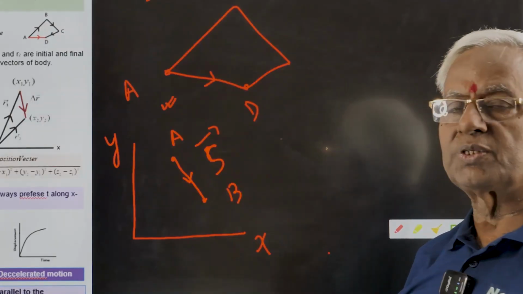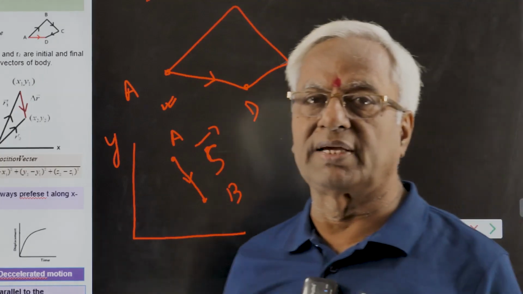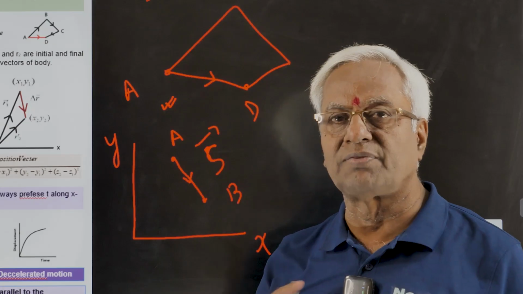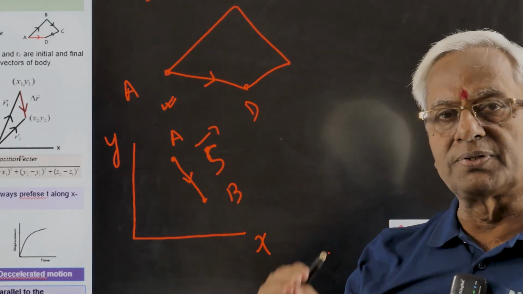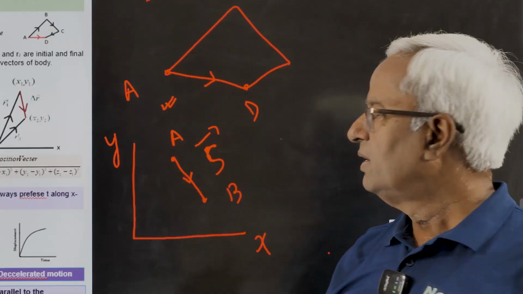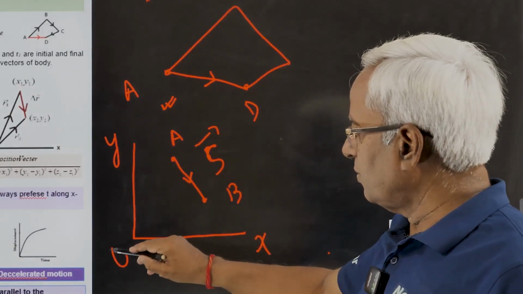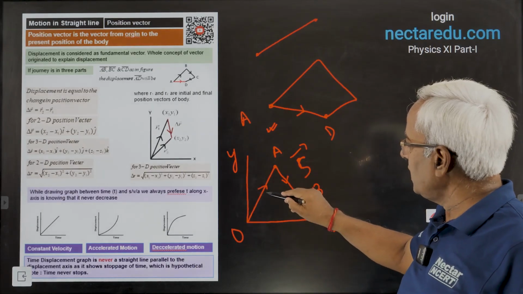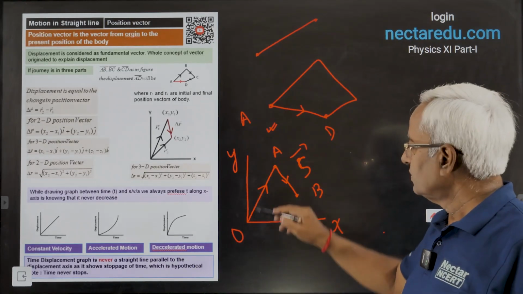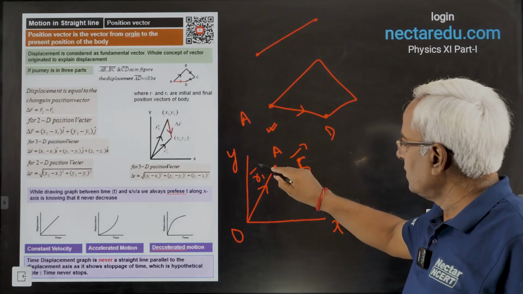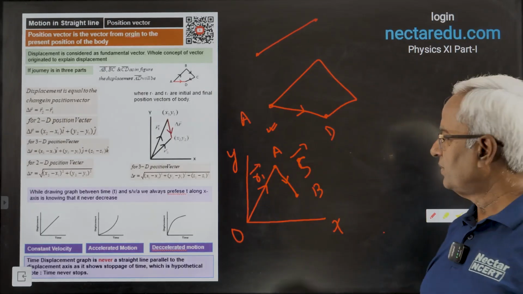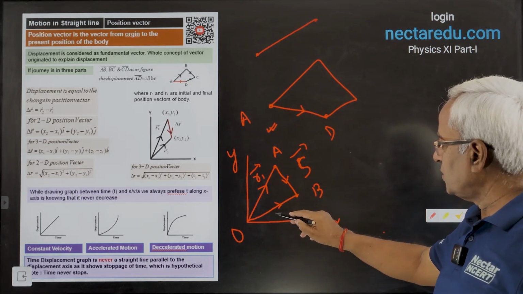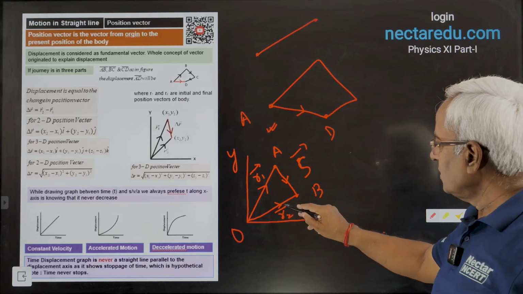But then we want to describe the whole thing in terms of position vector. And what is position vector? Position vector is a vector starting from the origin and going to the present position of the body. When the body was at A and origin at O, the position vector shall be OA. Say it is R1, the position vector of this body. And then the body came to B, the position vector now changed, it became R2.